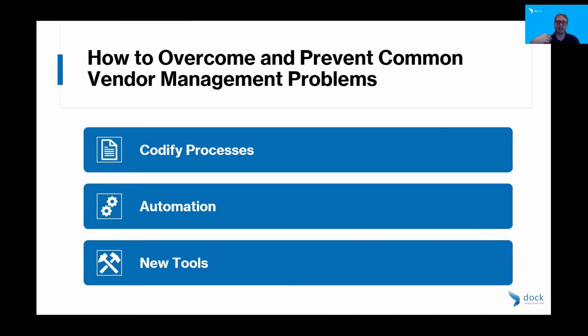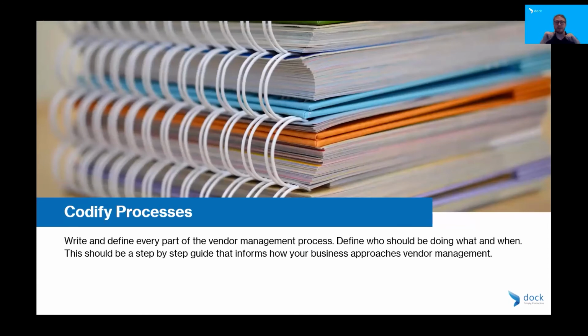And then finally, you want to get new tools, which can be a pretty sizable investment depending on what you're doing. But a lot of times you can find a vendor management system that also doubles up as a contract management system. For instance, here at Doc, our contract management system also has a vendor management system built into it, which also offers an external vendor portal that can help out with a lot of the problems. But we'll take a look at that after we dive into these 3 topics more in depth. So, first of all, codifying your processes.